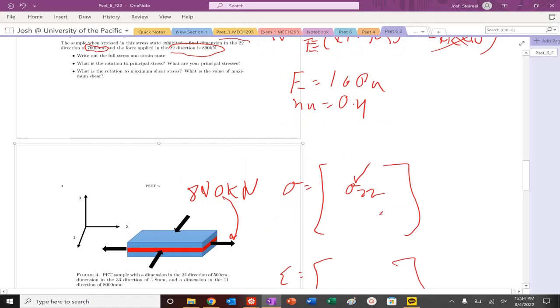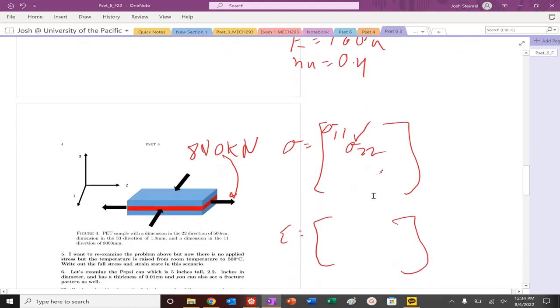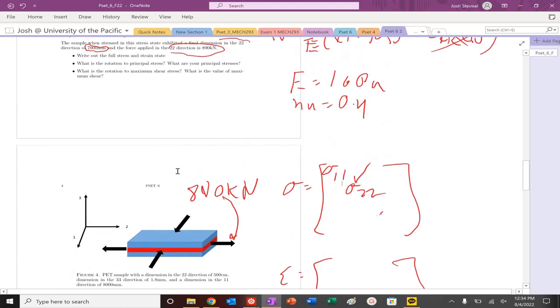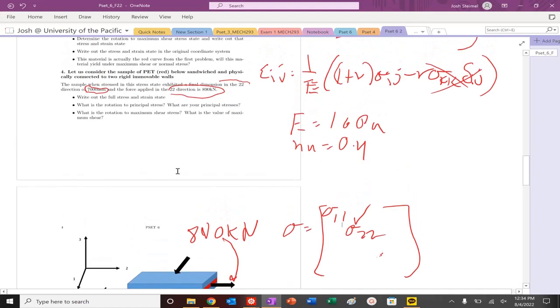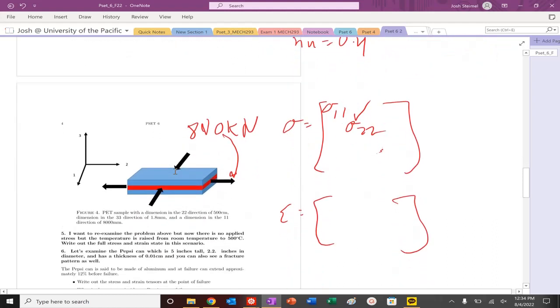Is there a stress in the 1-1? For sure, and it should be negative. Will there be a stress in the 3-3 direction? Because we're told that these are immovable and sandwiched, physically connected to two rigid immovable walls. So in the 3-3 direction, it's connected, so it's not going to change dimensions. They're stuck. So the strain in the 3-3 must be 0.